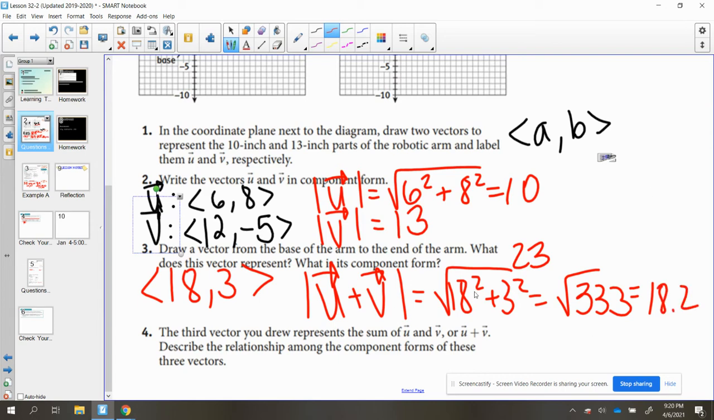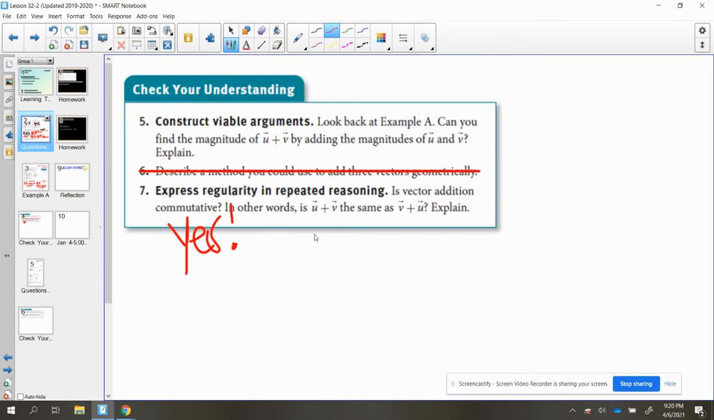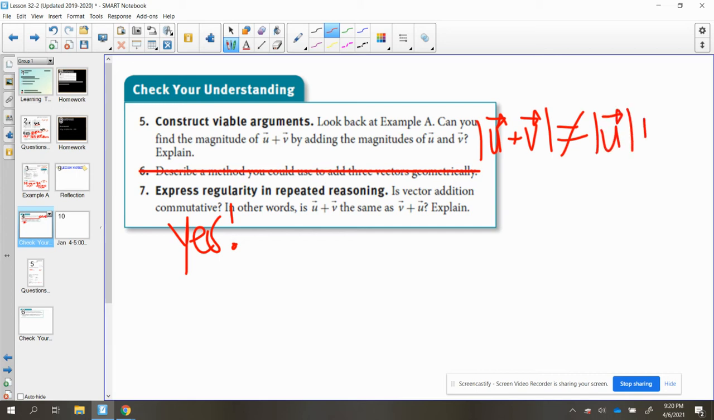So what we see here is that we have to be careful, because adding together u plus v is not the same thing as taking the individual magnitudes of u and v and adding them together. Okay, so that was just an example to look at them, but you could test it out with the others as well.